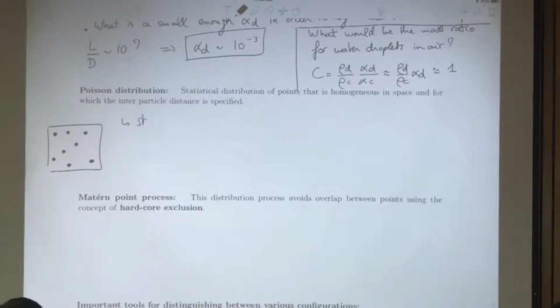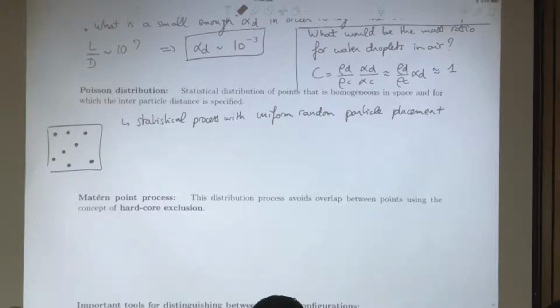So the Poisson distribution is then the statistical process with uniform but random particle placements. This is what we did at the inflow in our toy code 2 days ago. At the entrance, we picked a random position, and we placed a particle there. This is what's called the Poisson process.